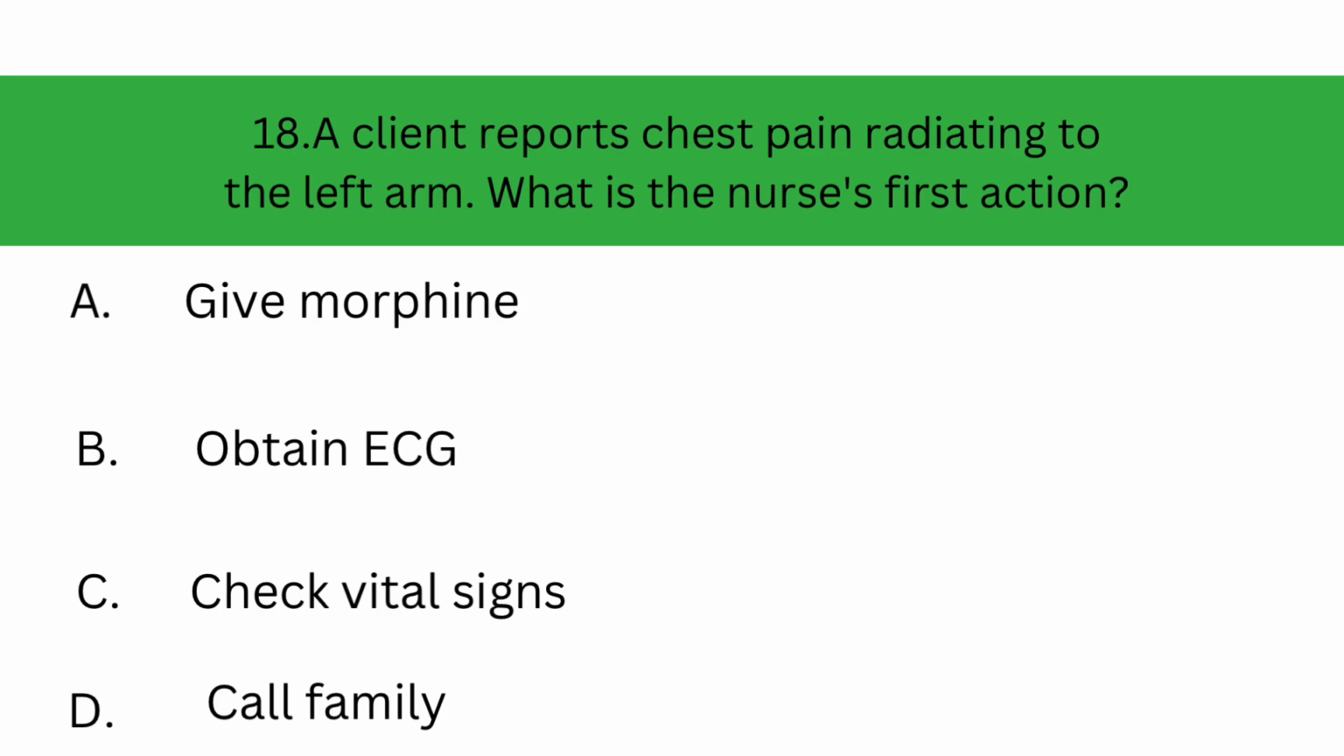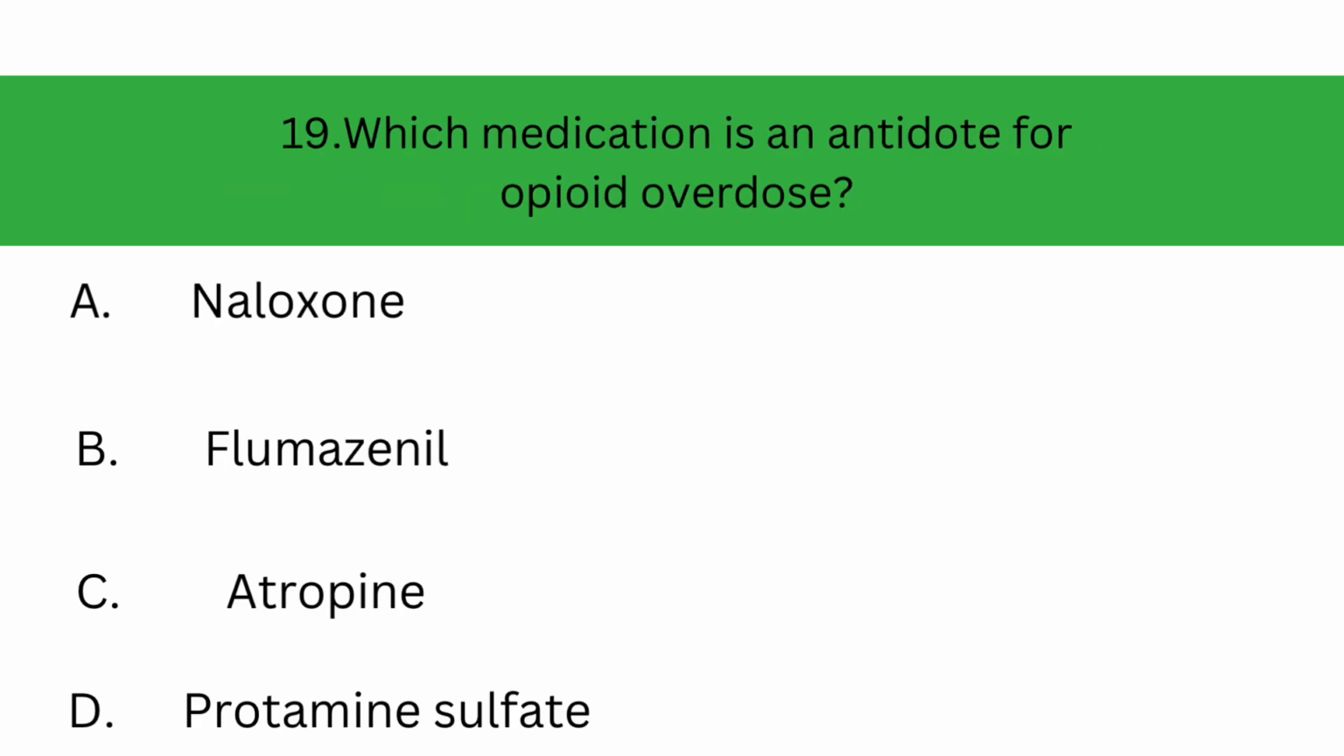18. A client reports chest pain radiating to the left arm. What is the nurse's first action? A. Give morphine. B. Obtain ECG, check vital signs. C. Call family. Correct answer: B.